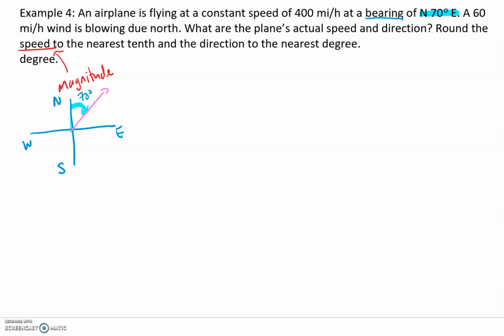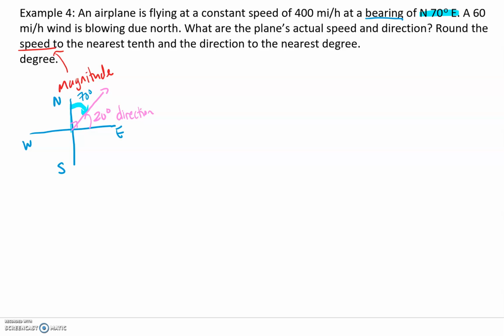So remember, direction needs to be measured from the horizontal, so we need to use the west-east axis. The true direction of this vector is not 70, but remember, these are all 90-degree angles. So when we're looking from east up to that pink vector, it's the complement. So 90 minus 70 gives me 20. So the true direction of that vector for the plane is 20 degrees.